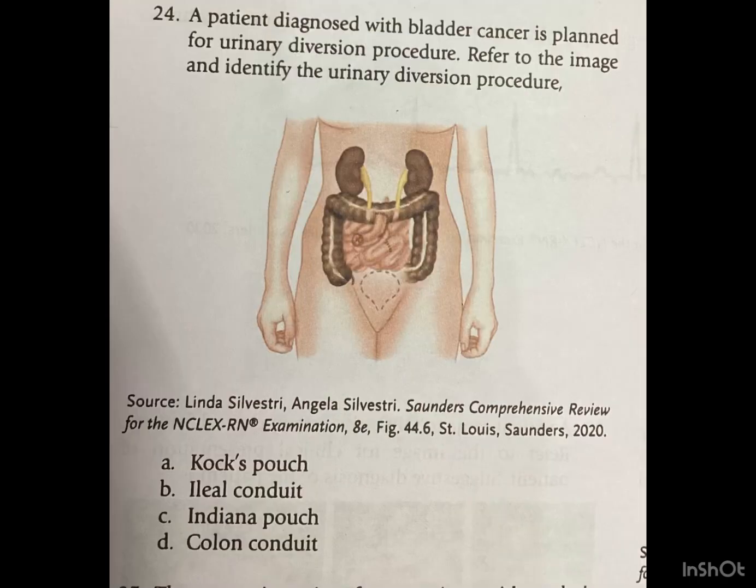A patient diagnosed with bladder cancer is planned for urinary diversion procedure. Refer to the image and identify the urinary diversion procedure. Option A, Kock pouch, B, ileal conduit, C, Indiana pouch, or D, colon conduit. Yes, option B is the correct answer, that is ileal conduit. Now moving to the next question, question number 25.